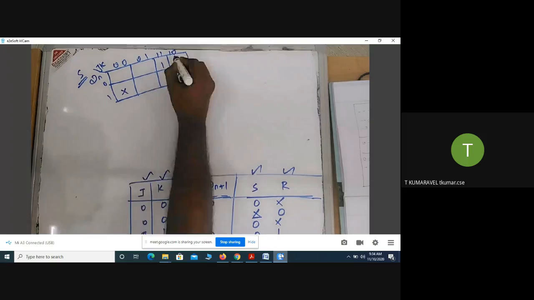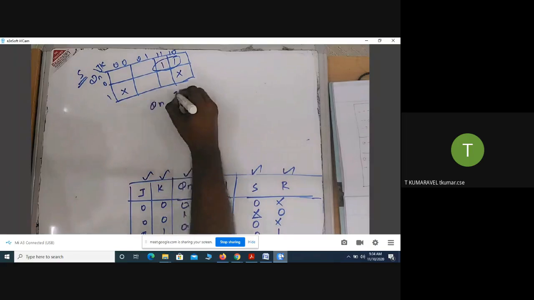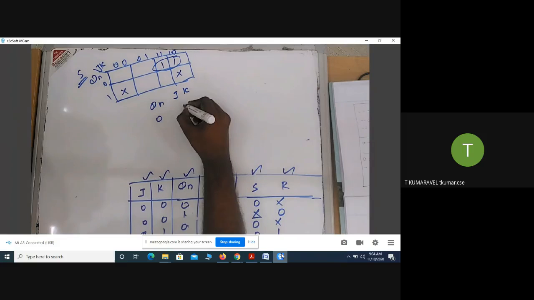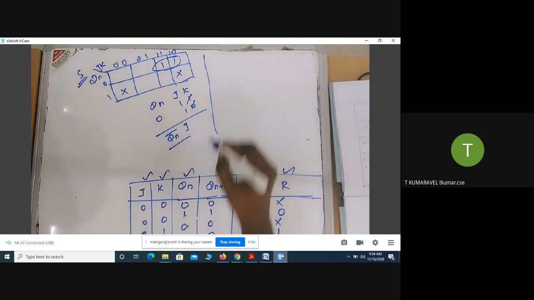You want to perform mapping. The maximum size of grouping is a pair. Further, we are not able to proceed, so now minimize the equation. Qn JK 0 1 1 1 0. This is Qn bar, this cancels, and J remains. This is the equation for S.